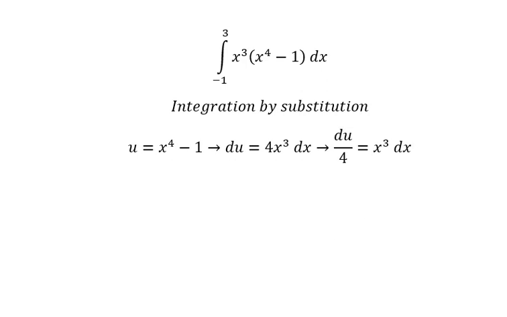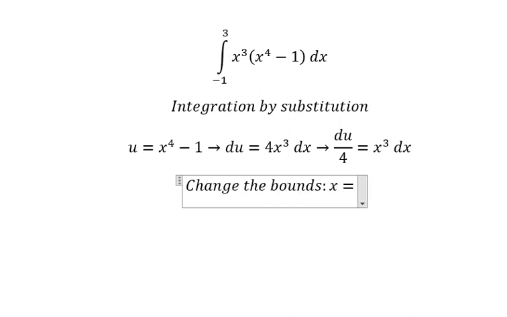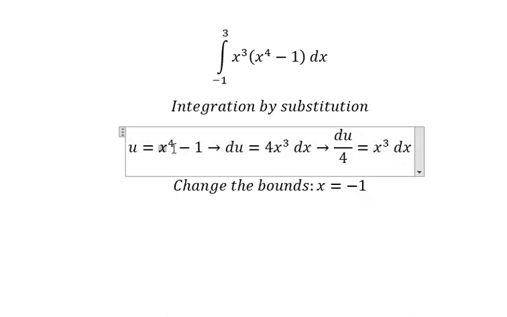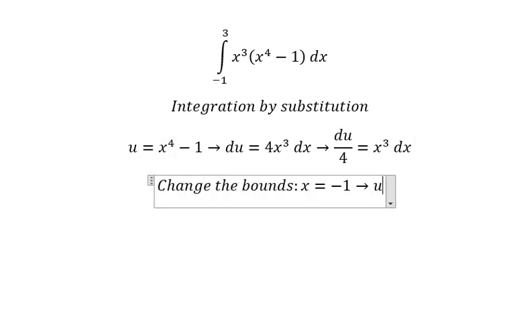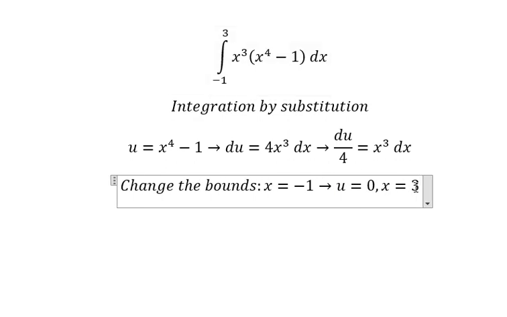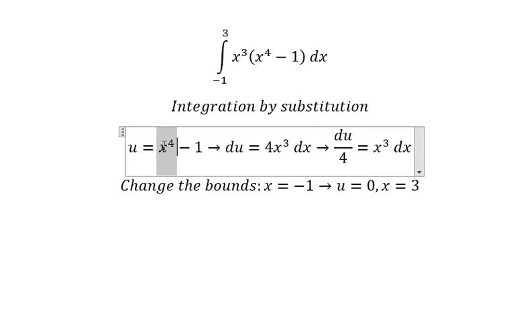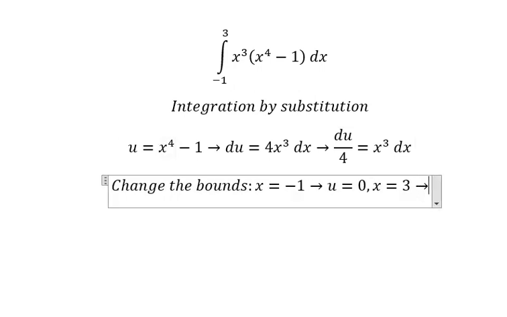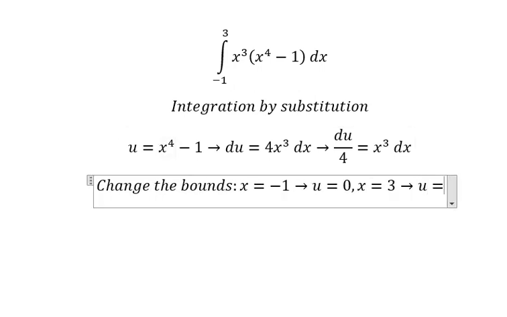Next, we need to change the bounds. When s equals to negative number 1, I need to put negative number 1 in here. You get positive number 1. 1 minus 1, we have number 0. When s equals to number 3, I need to put number 3 in here, and we find the value of u. And we get 80.